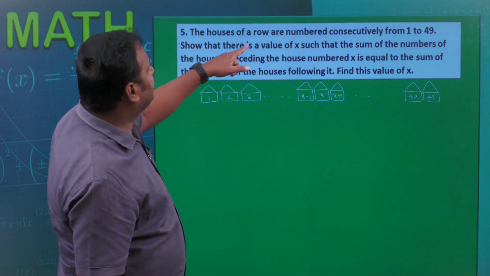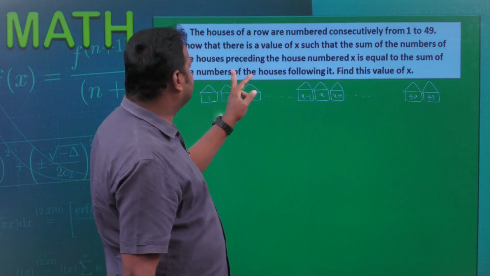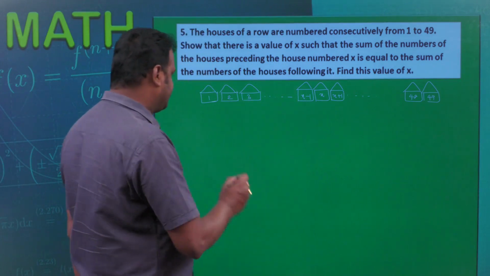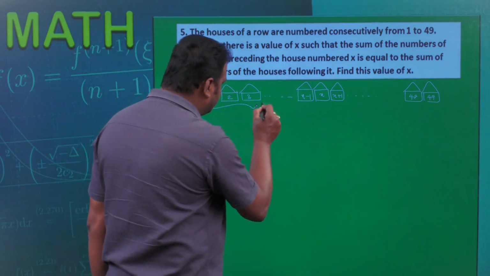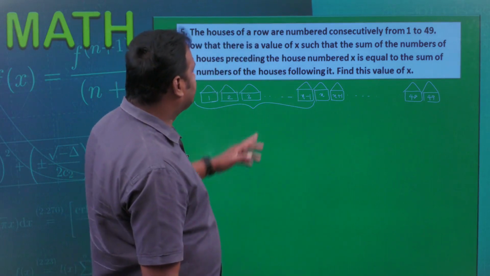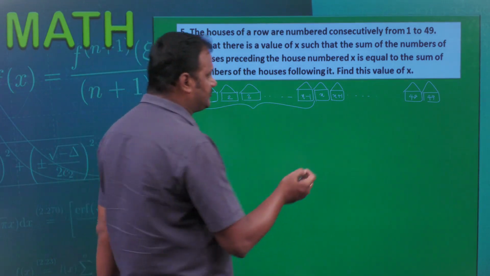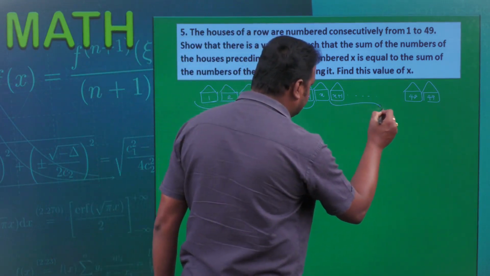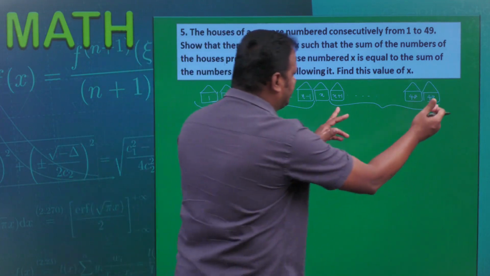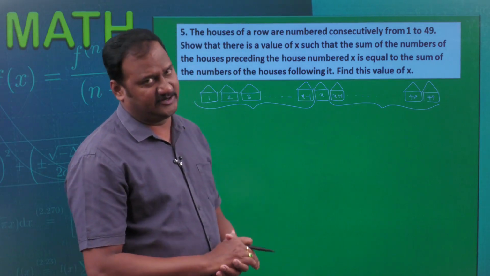So show that there is a value of x such that the sum of the numbers of the houses preceding the house number x, preceding meaning before it, so the sum of all these house numbers, is equal to the sum of the numbers of the houses following it. Following it means after that. So the sum of all these numbers is equal to the sum of all these numbers. Then find the value of x. That is exactly the problem given.